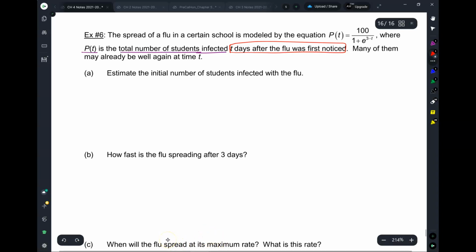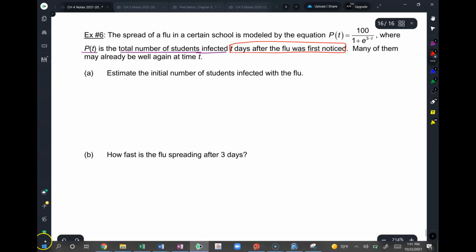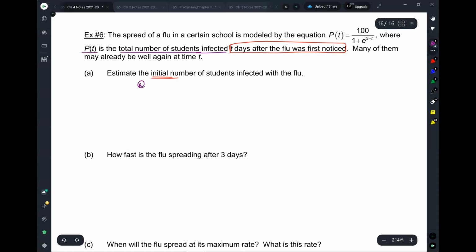So the number of students infected with the flu is P of T. Initially, so what we want here is at t equals 0. So what we want is P of 0. There's no derivative there. This is just algebra 1 even. So it's 100 over 1 plus e to the 3 minus 0, and that's 100 over 1 plus e cubed.